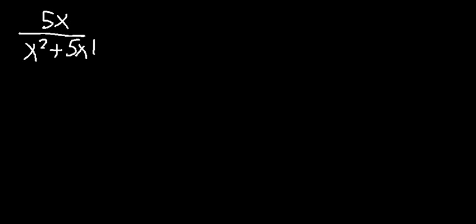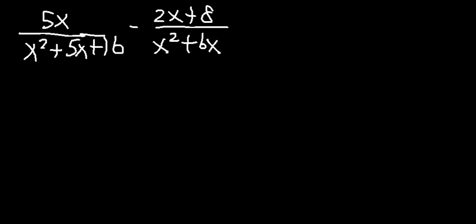Let's try a more complicated example. Let's say we have 5x divided by x squared plus 5x plus 16 minus 2x plus 8 divided by x squared plus 6x plus 8. So before we can find the common denominator, we have to factor everything. Two numbers that multiply to 16 but add to 5 are, there's no such numbers. I'm going to have to modify that problem.